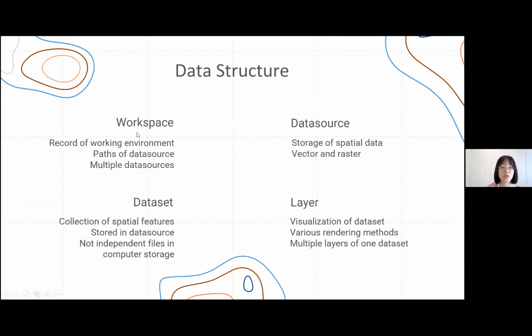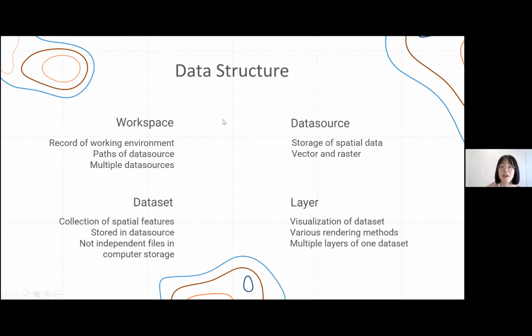First is the workspace. As we said, it's a record of your working environment, so it stores the path of your data sources. One thing you need to notice is that one workspace can connect to multiple data sources.